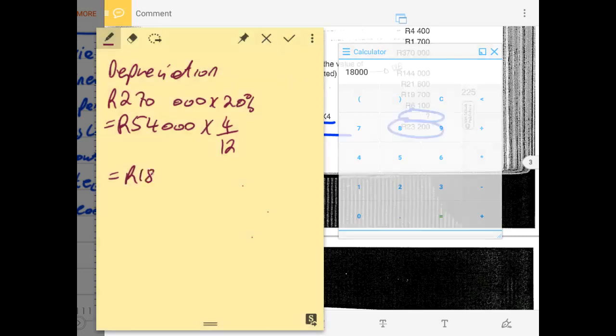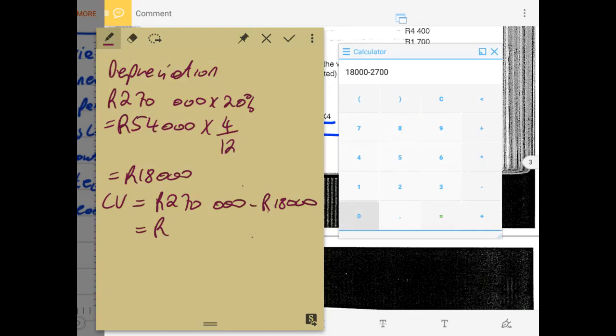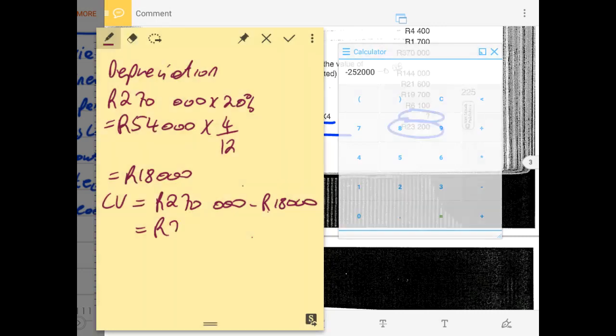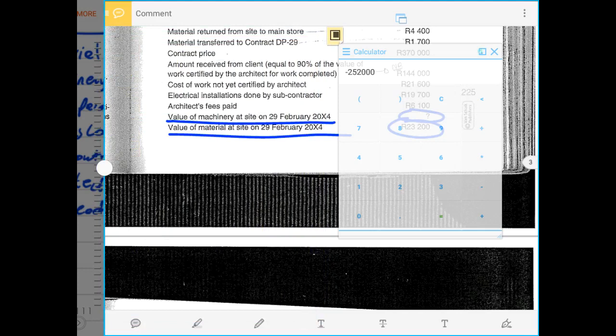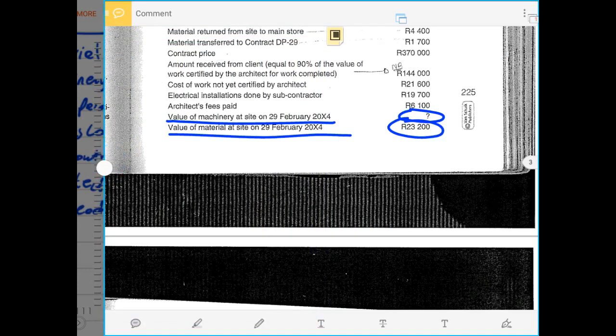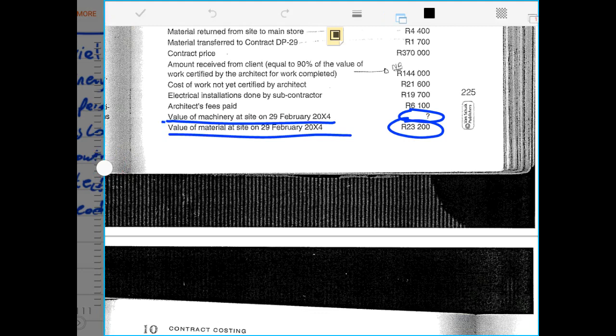So now if we get 18,000 rands as depreciation, then we can say carrying value is equal to cost of 270,000 less 18,000 rands. So now we get to the value of this machine by the end of the year. This will give us 252,000 rands. So now this is the value of the machine by the end of the year, which is the one that we're supposed to be recording on the credit side, which is the one where they gave us the question mark.